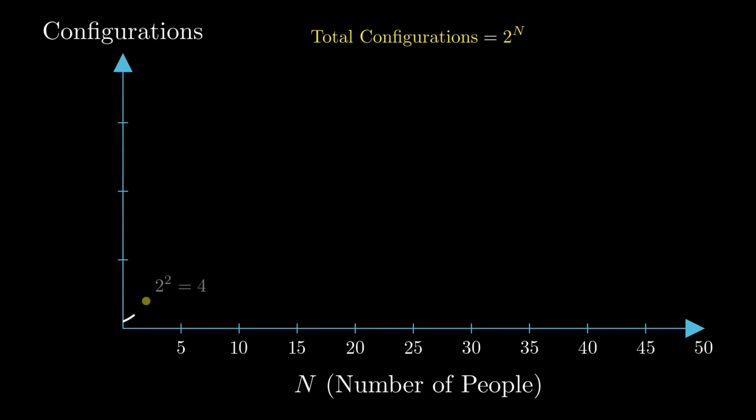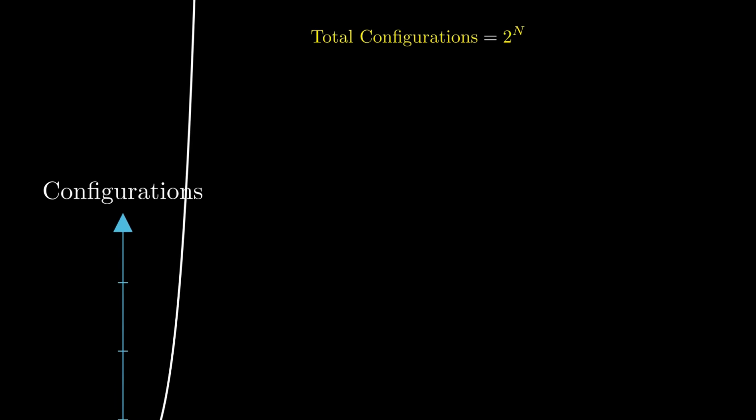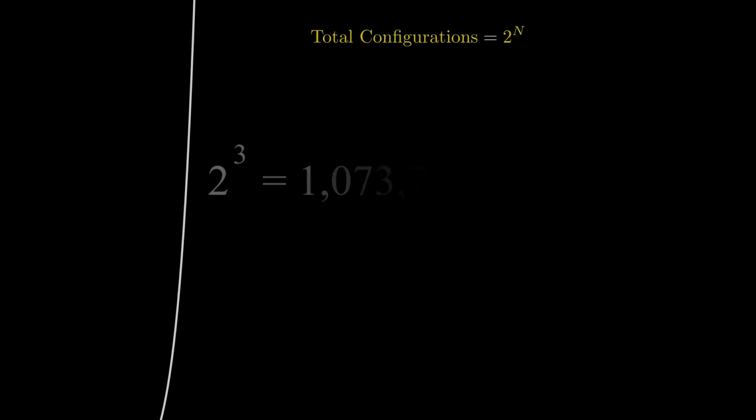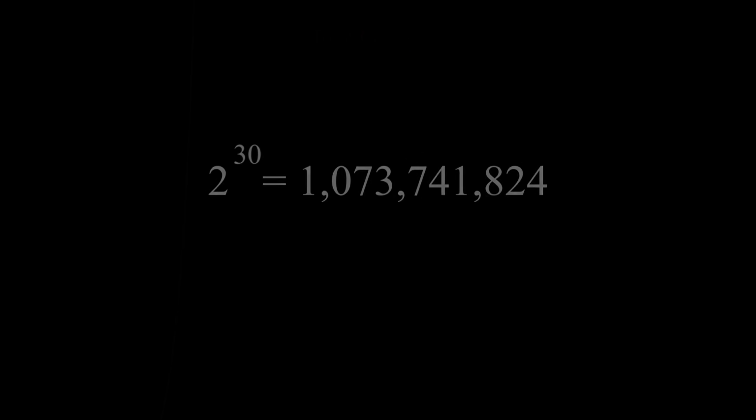At first, for a small number of people, it seems manageable. When n equals 5, there are 32 configurations to check. But as n increases, this curve bends upwards with terrifying speed. This is the nature of exponential growth. By the time we get to n equals 30, the number of possibilities has exploded to over 1 billion, and the problem gets unimaginably big, incredibly fast.